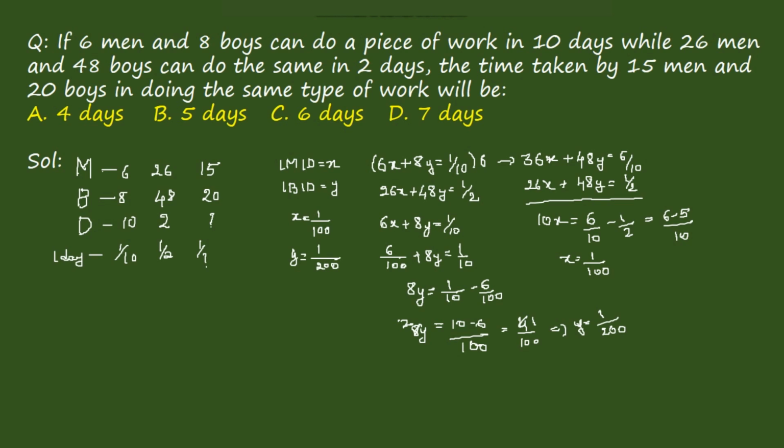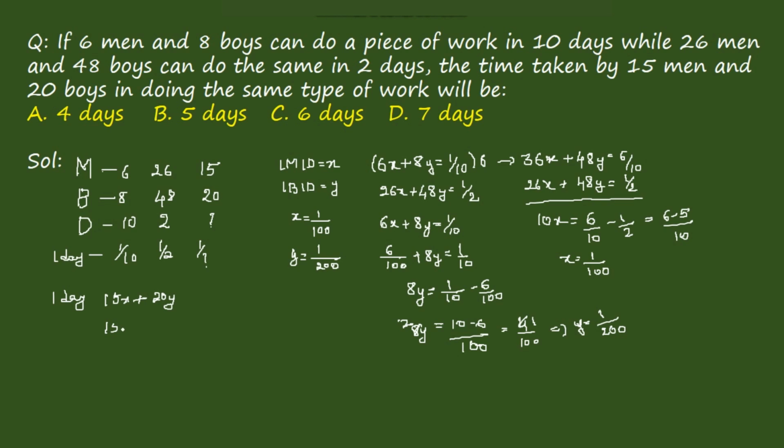We got the value of x and y. Now what we do is simply find the one day work of 15 men and 20 boys. It is nothing but 15x plus 20y.